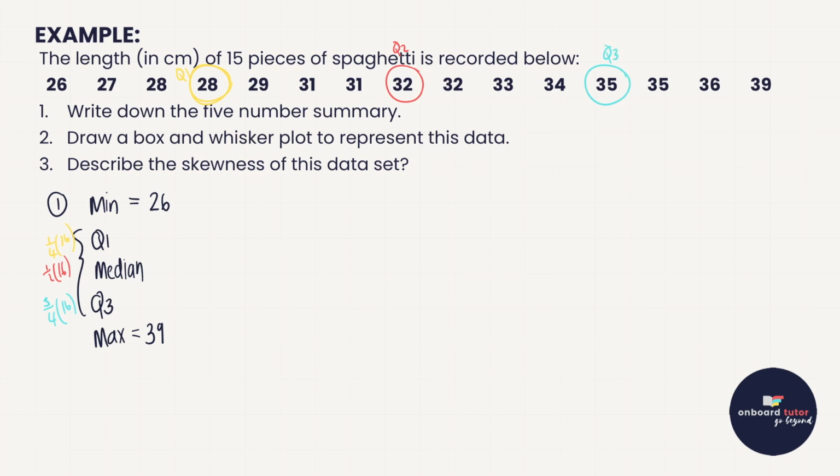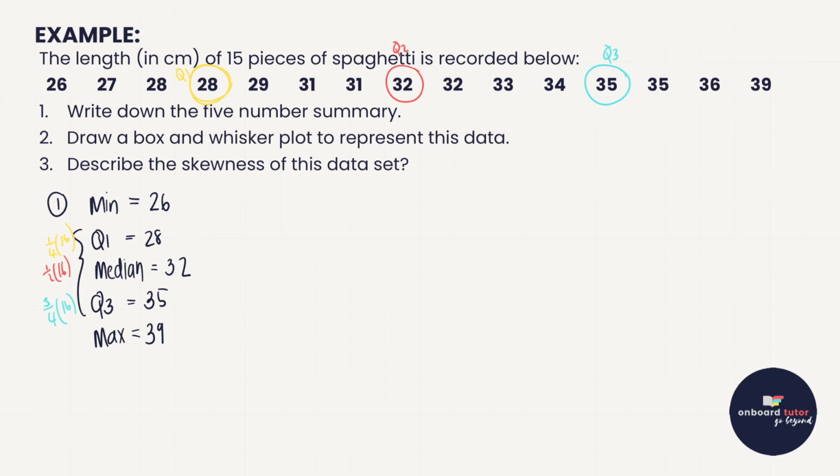Okay, so in each case, I've worked out the position. It doesn't mean that 4 is my quartile. No, no, no. It's the data score that is listed in the 4th position. So 28, 32, and 35. There we have our 5-number summary.